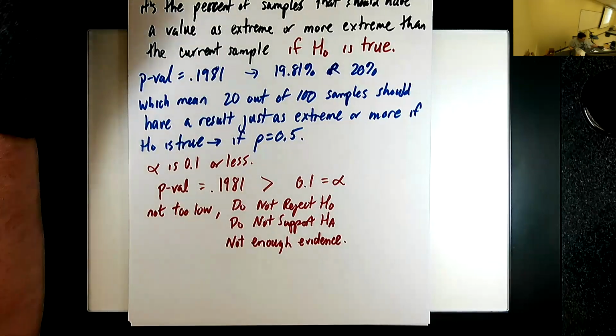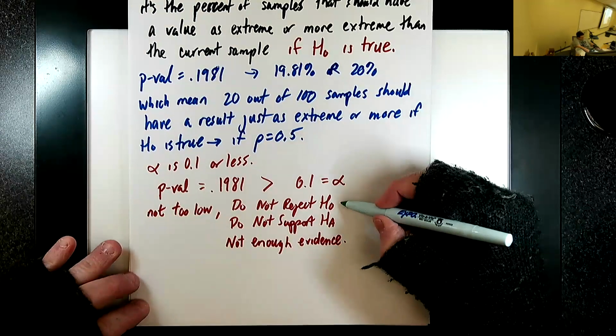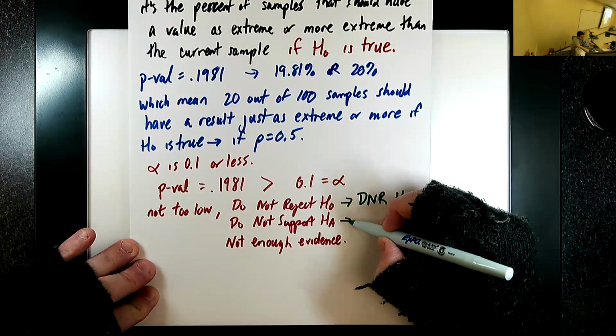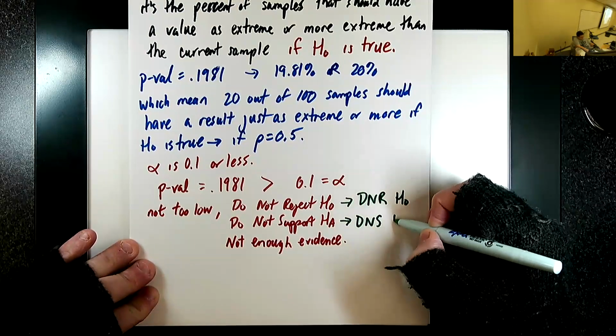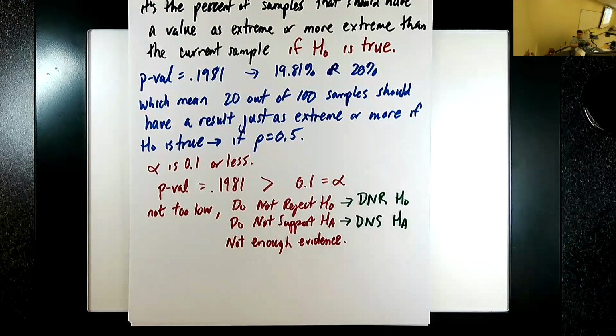You will see that you get tired of writing do not reject and do not support. I recommend shorthanding this to DNR H naught and DNS HA. I know DNR means do not resuscitate, but I'm sure they're going to ask us about this as well.